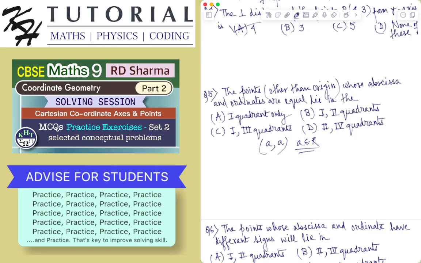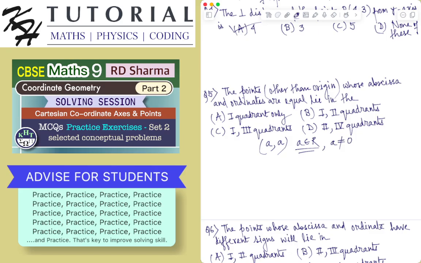So the form of the points whose abscissa and ordinates are same will be of the form A comma A. But in the problem, it has asked for the points other than origin. So all the points whose abscissa and ordinates are same, but excluding the origin, will be of the form A comma A, but A not equal to 0.